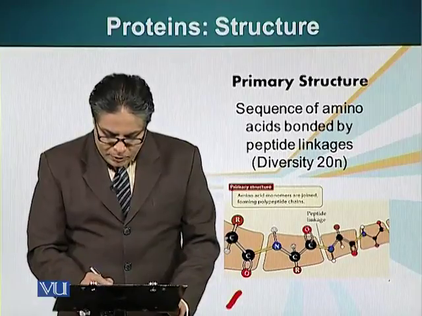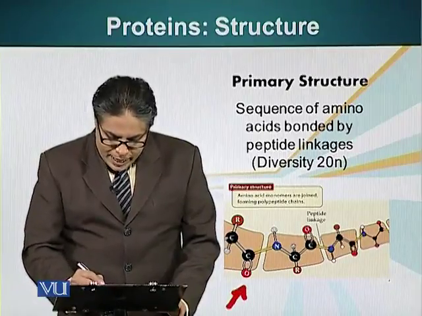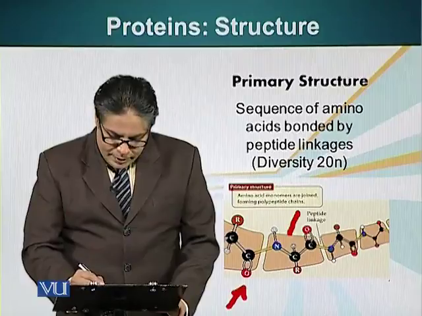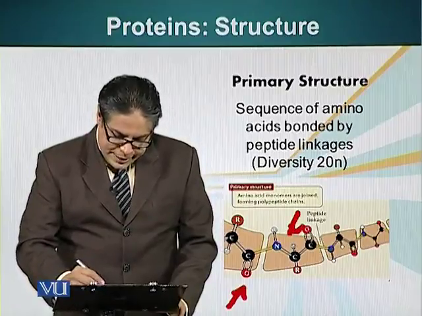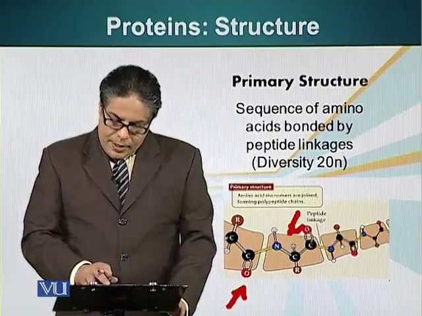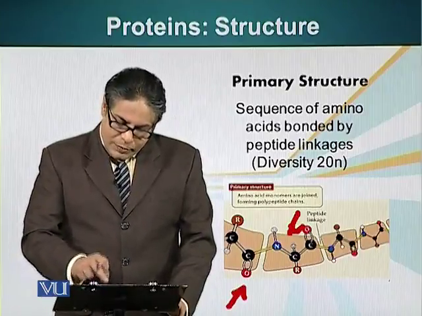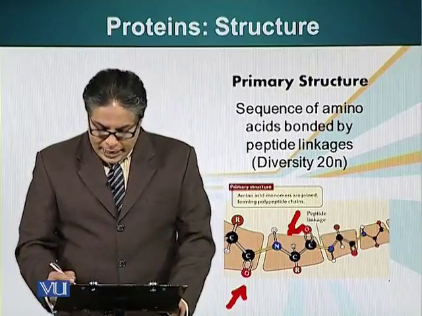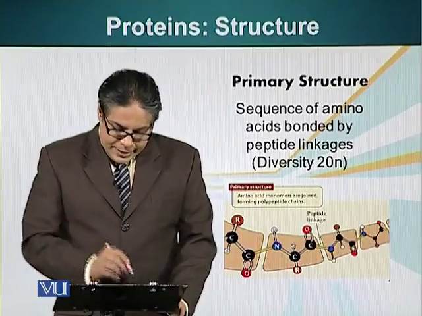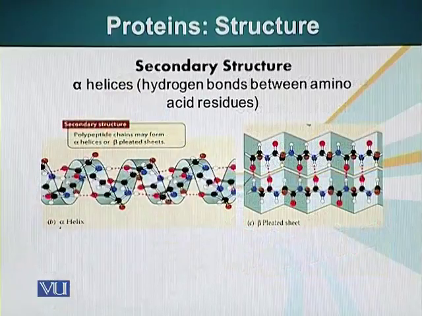Here is the oxygen atom that I mentioned, and here is the nitrogen atom. And this nitrogen atom is attached to the hydrogen atom. So this hydrogen atom, the white ball, can form a hydrogen bond with the oxygen atom. And this is important in the secondary structure.